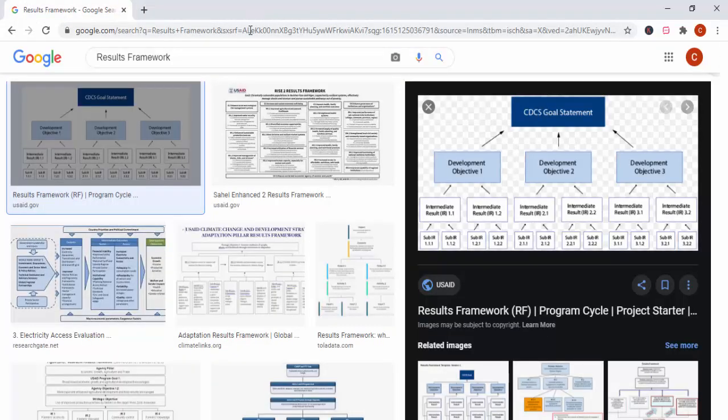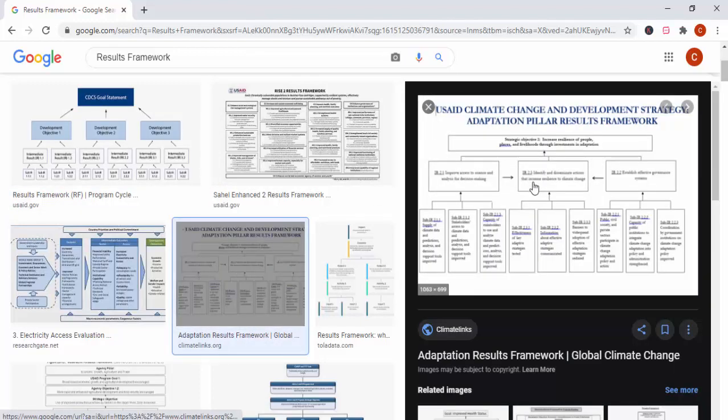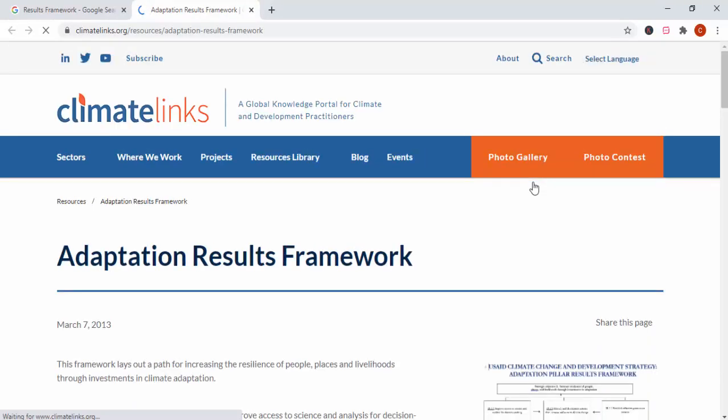Let's look at another example. This is another USAID climate change and development strategy. Let's open it and see what they have to say in terms of a results framework.